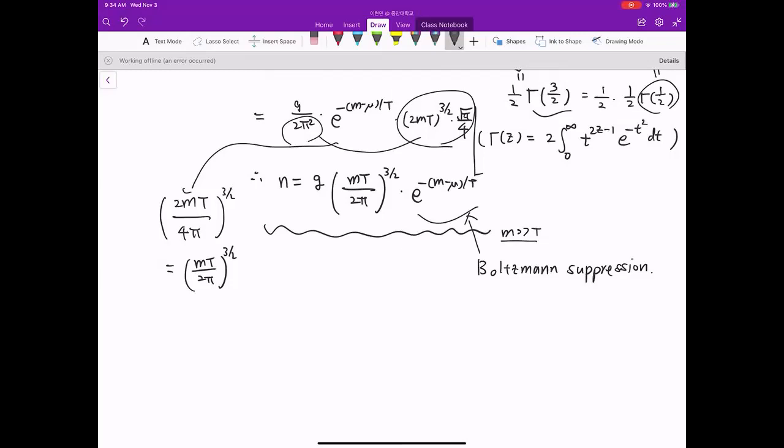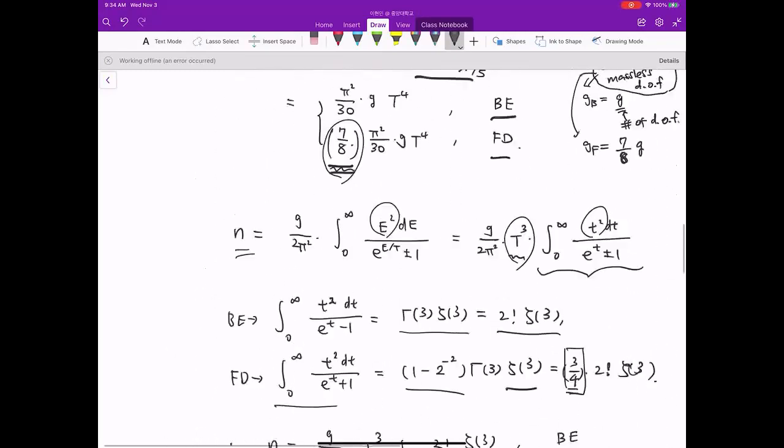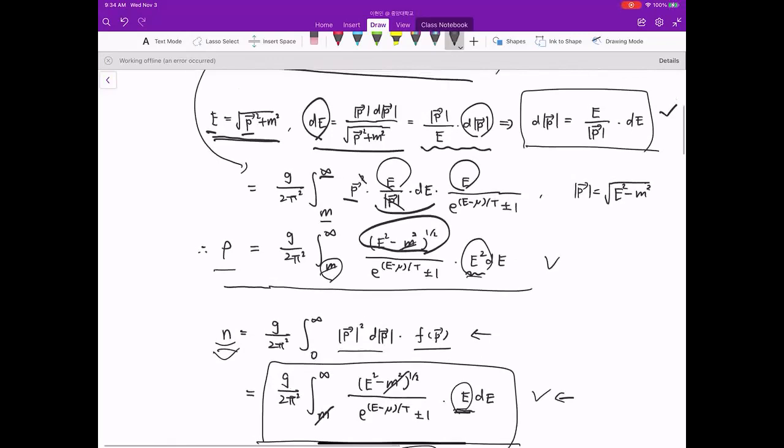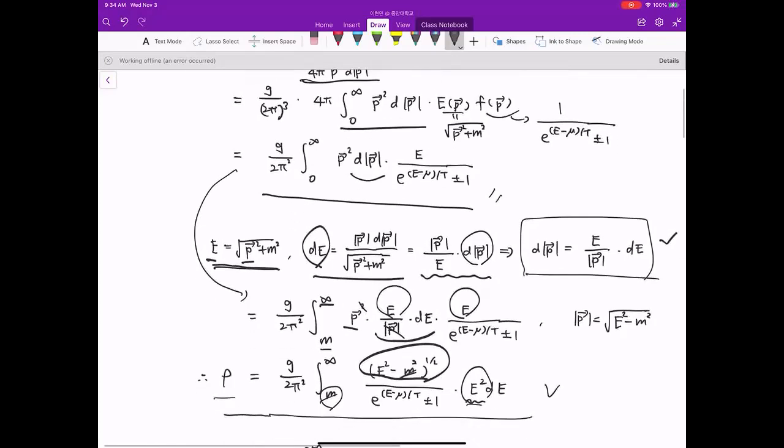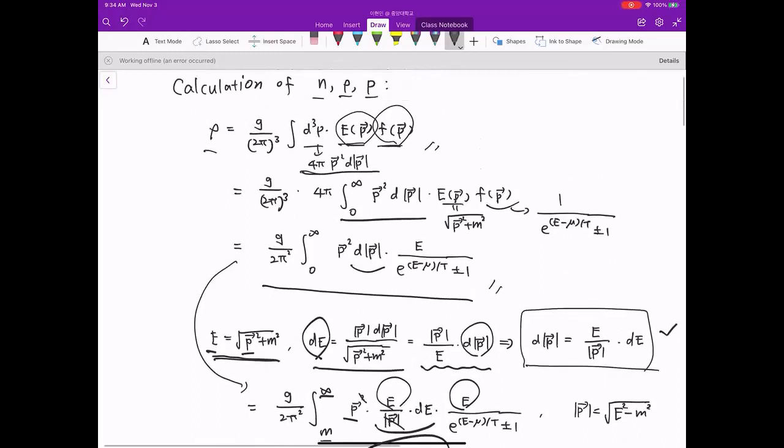And then what about energy density and pressure? So you can also use a similar expression for the energy density in the form of the momentum integral. If you go back to the form of the energy density as a momentum integral, this one is the form of the momentum integral.